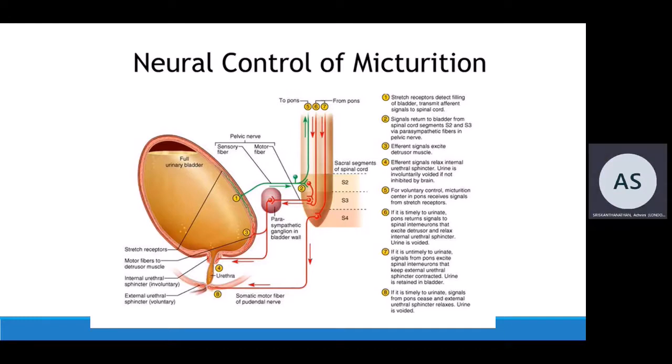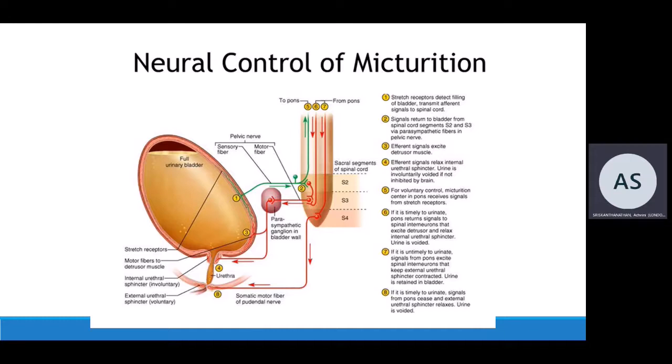As your bladder fills, it stretches, and this sends a signal to the spinal cord, mainly at the level of S2, S3. This then returns through your parasympathetic system. So it excites the detrusor muscle and relaxes the urethral sphincter, and this is what causes you to void your bladder.